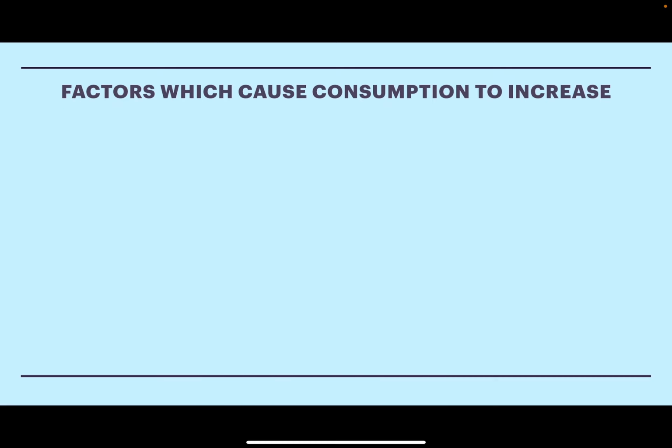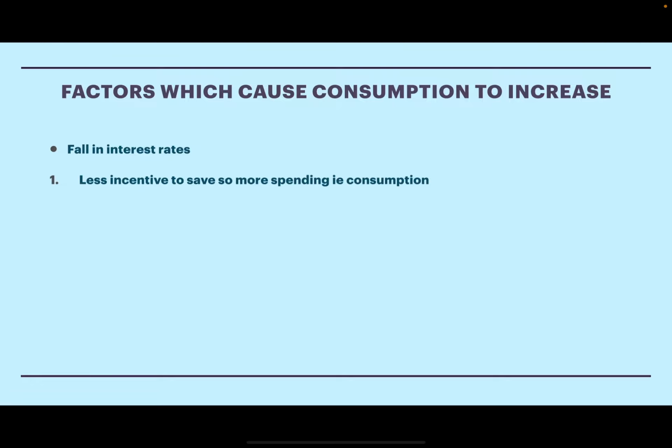All right, so we're now going to go through the factors which cause consumption to increase. The first one, which has got three parts to it, is falling interest rates. Interest rate is the money that you get on your savings if you've got savings in the bank. Interest rate is also the money that you have to pay the bank if you've borrowed money from the bank. So if you take out a loan or a mortgage, that's what you have to pay the bank for the privilege.